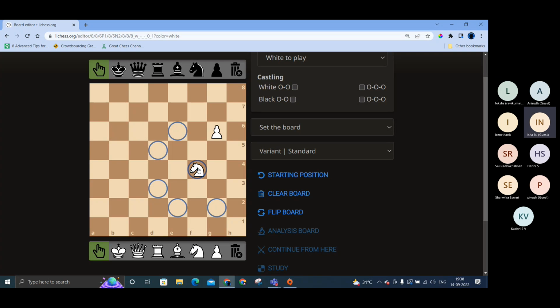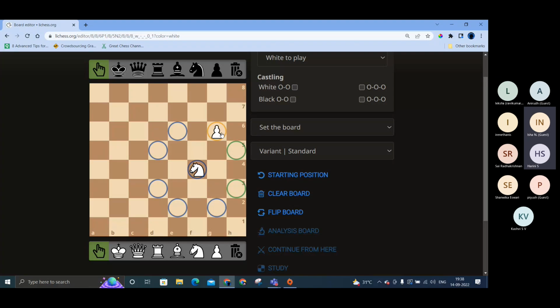H3, ma'am. Very good. H3, then one more square. Here. H5. H5. Very good. So for a knight, they're all landing squares. And when these squares are empty, the knight has a control over it.